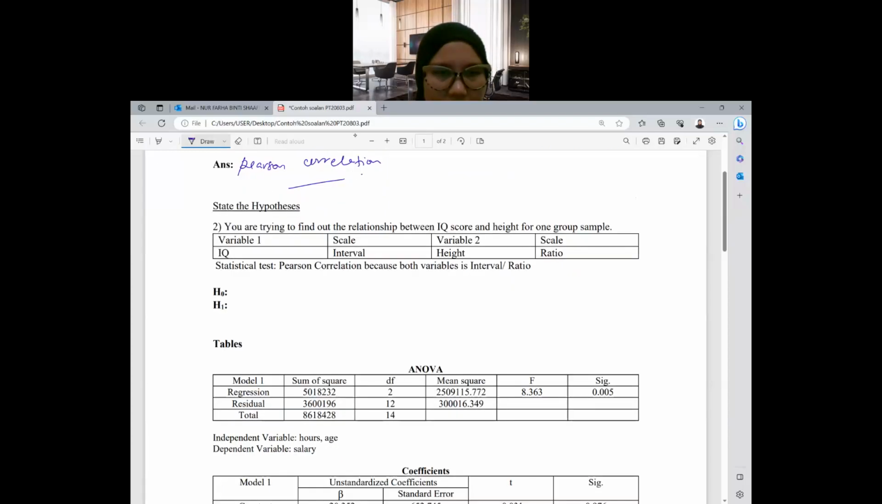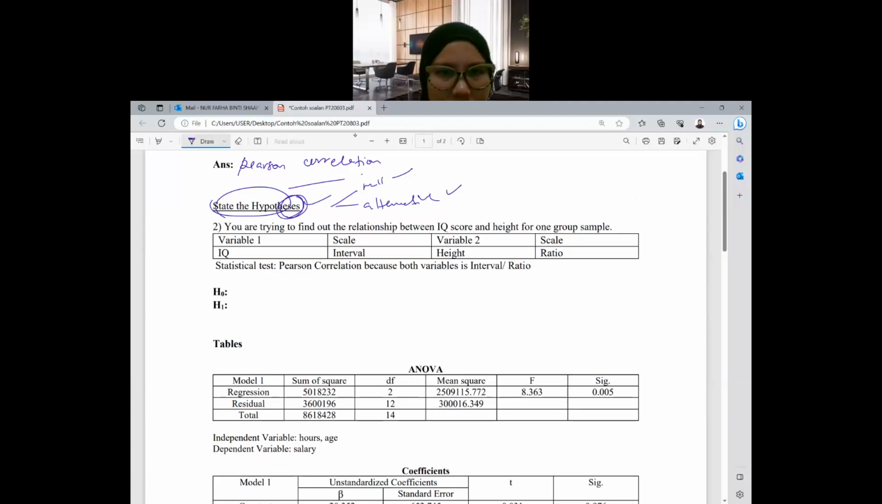So next question, they ask you to state the hypothesis. When they say hypothesis, whether it is null or alternative, but you can see it is plural, meaning you need to mention both null and alternative hypothesis. So you need to do your null and alternative hypothesis. It is not as hard as you think. Try to further read the question.